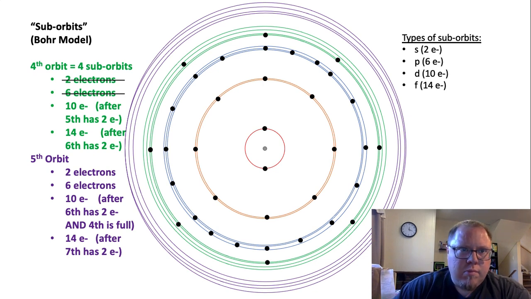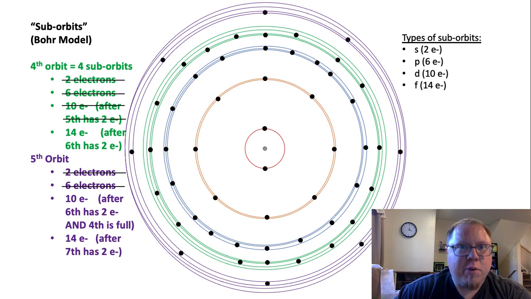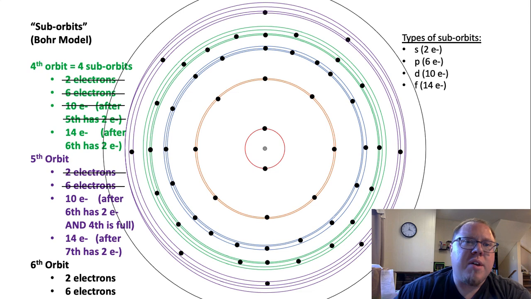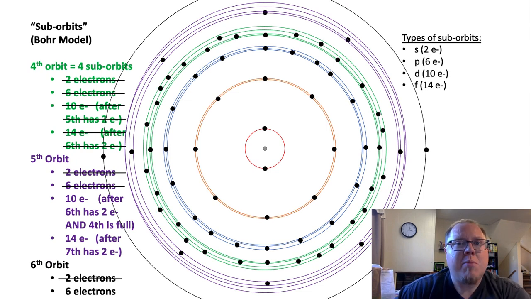So as we do this, okay, currently I just filled in the 6 electrons in the 4th. Next will come 2 electrons in the 5th, then back down to the 4th for 10 electrons, then back up to the 5th for 6 more, then 2 in the 6th, then back down to the 4th for 14 more, then up to the 5th for those 10, and then up to the 6th for those 6.